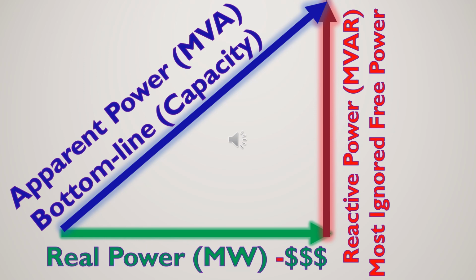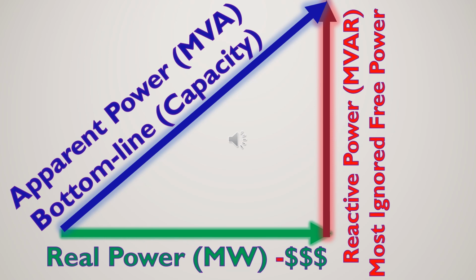Let's take a different view of the power triangle. The horizontal line is in megawatts, and notice I put negative dollars next to it. That's pretty much what you pay the utility at the end of every month for your total megawatt usage, for every hour, every equipment, for 30 days or so on a monthly basis.